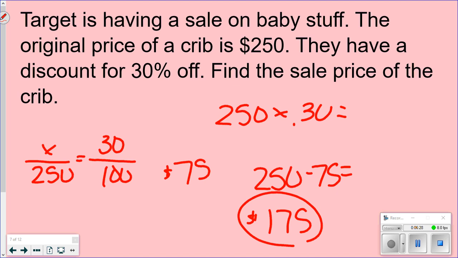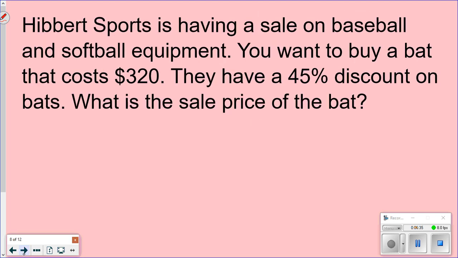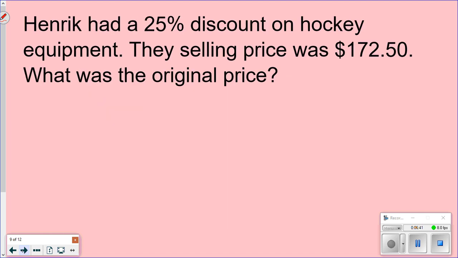So the difference between the two: markup, you're going to add to your original price; discount, you're going to subtract from your original price. This is a different type of problem. I guess I take that back. It's the same type of what we were talking about. I think the next one is a little different.